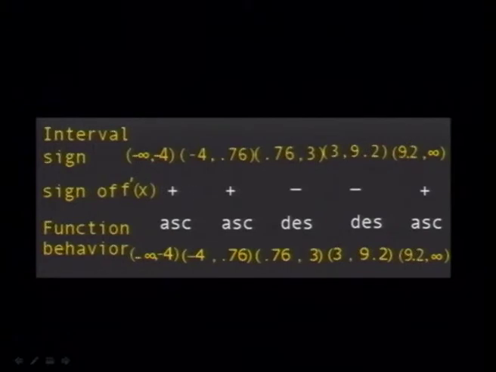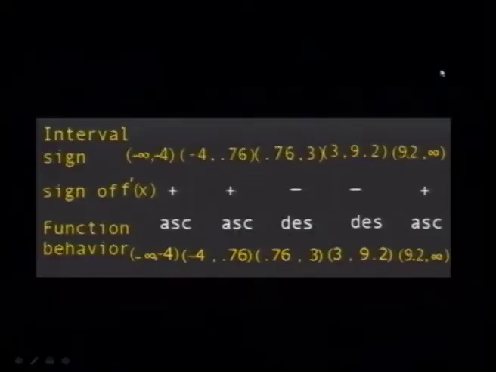Here are the intervals. I took the intervals of the function from minus infinity to minus 4, which is the first asymptote. Then from minus 4 till 0.76, which is the first critical point. And then from the critical point to the other asymptote. And then from the asymptote to the other critical point until infinity. So you scan the whole domain from minus infinity to infinity.